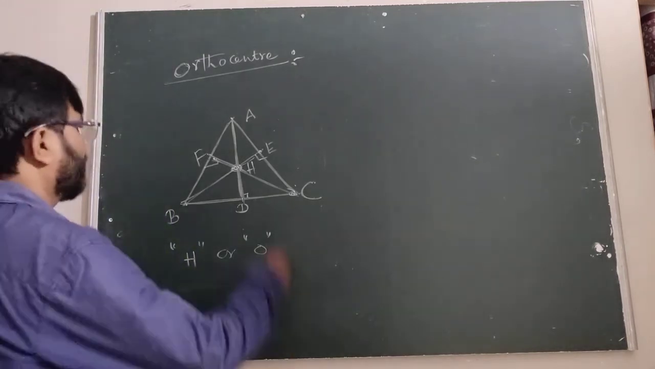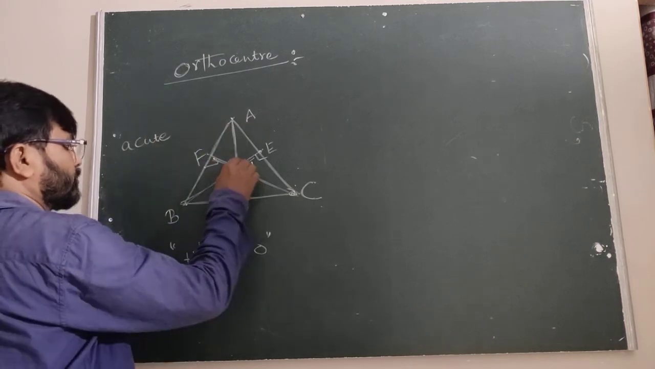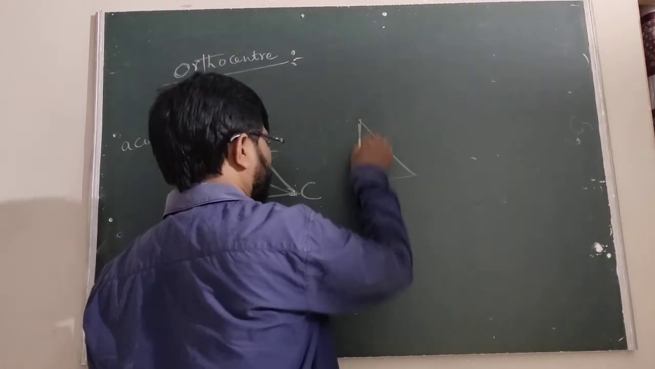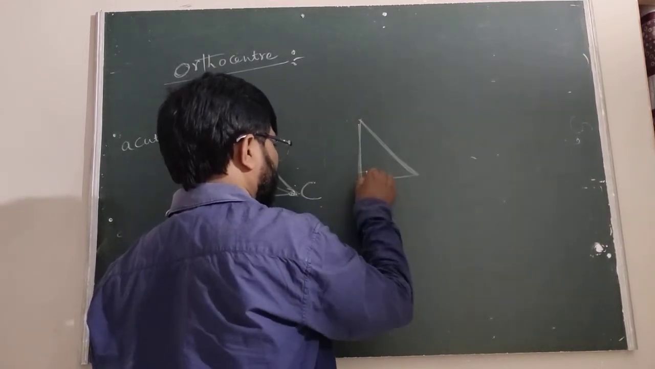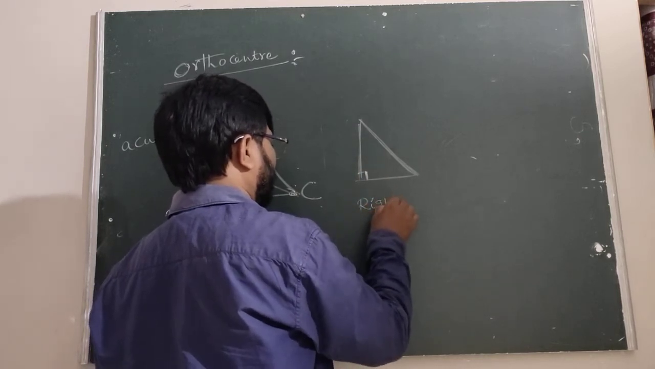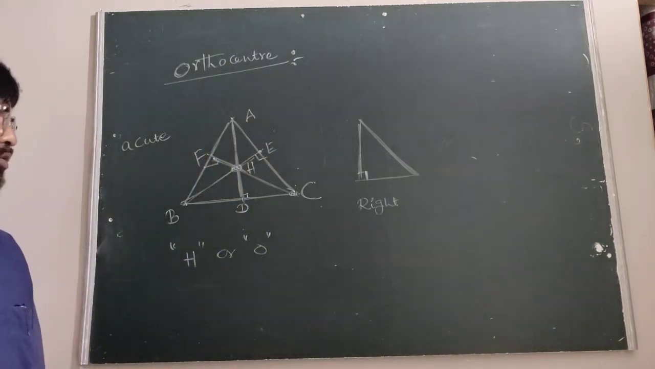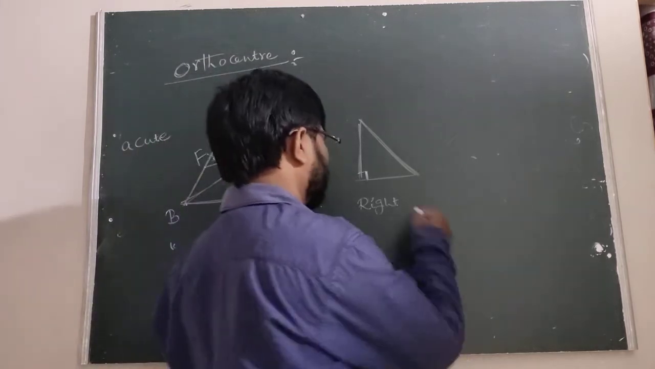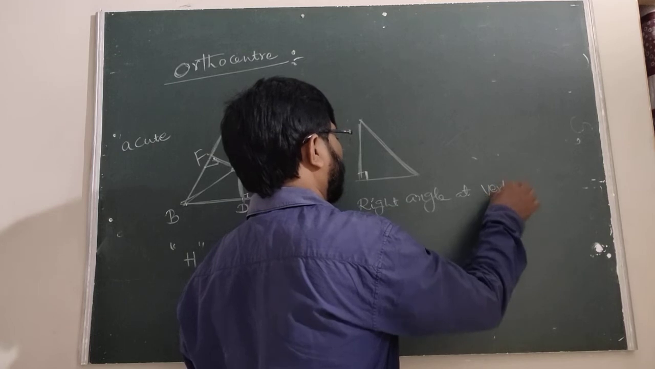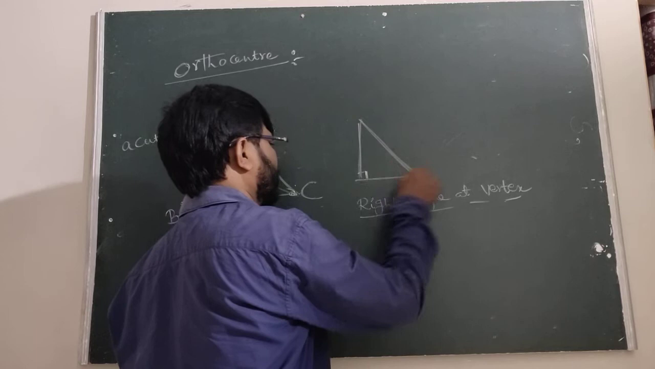So in an acute angle triangle, the orthocenter is inside. In a right angle triangle, the orthocenter is at the vertex of the right angle. So in a right angle triangle, the orthocenter is at the right angle vertex. Is it clear?